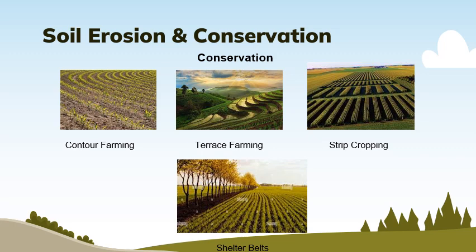Strip cropping. This is the third type, where large fields are divided into strips and in between grass is grown so that it breaks the force of the winds. Lastly, you have the shelter belts. Here large trees are grown in between so that the strong winds slow down and they do not damage the crops.